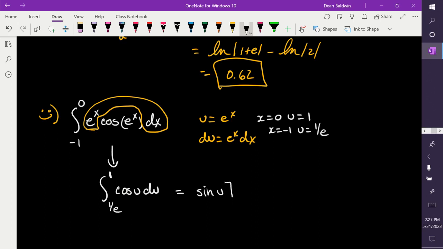Sine of u from 1 over e to 1 is going to be sine of 1 minus sine of 1 over e. Just for the fun of it, let's put it in our calculator.